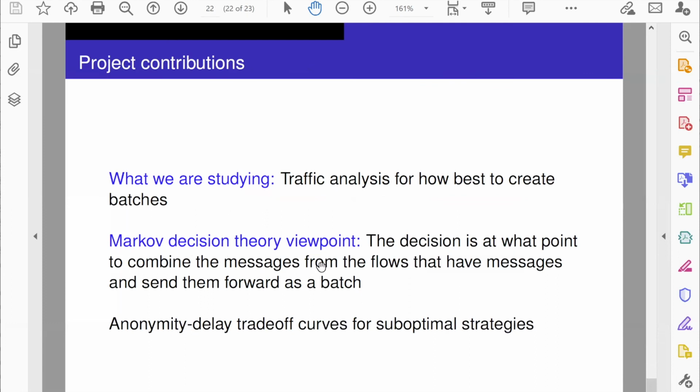So we are adopting a Markov decision theory viewpoint. I don't want to go into the techniques of that particularly since I have no time. But the idea is that at any given time, you have a state of what kinds of packets are around from the different sources. They all have some delay that they've already used up and a certain amount of delay that they have left. And the question is, should you keep waiting or should you just group packets together and send them forward within this cascaded cMix system? This gives you some kind of rule-based way of trying to optimize the anonymity-delay trade-off.